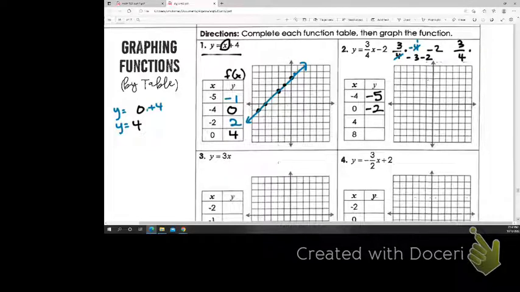3/4 times 4. So remember that a whole number is like that number over 1 if you want to write the 1. But you could think of it as being in the top. And then whatever our answer is, we're going to subtract 2. 4 divided by 4, that becomes 1. 3 times 1 is 3. 3 subtract 2, 1.